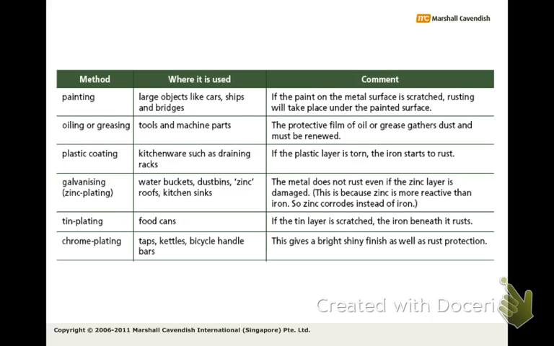Okay, so as I was saying, painting will cover large objects like cars, ships, and bridges. The problem is, like my car, if it's scratched, then obviously the scratched surface will have rusting already. Oiling and greasing, usually you use it for tools and machine parts. But the problem is you need to constantly coat the tools and machine parts with oil, or else it will gather dust and then after that koyak.